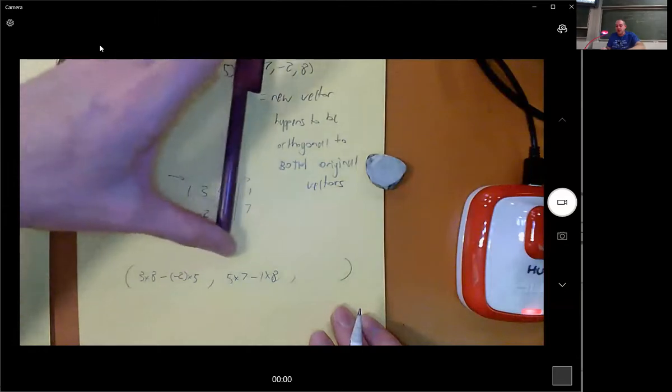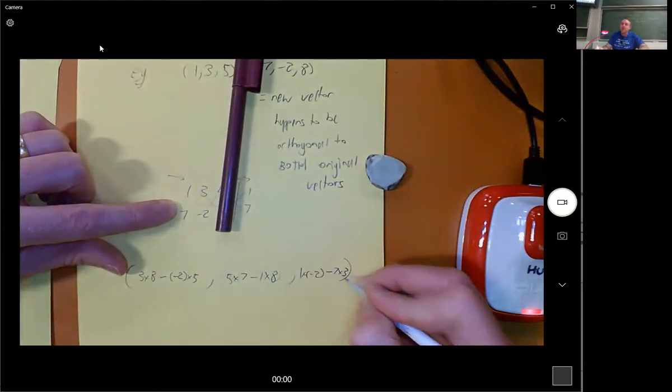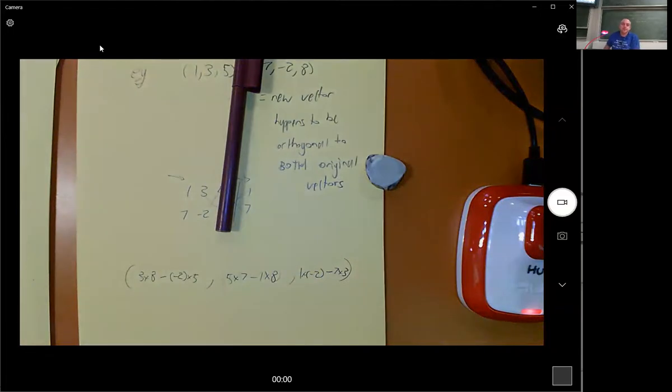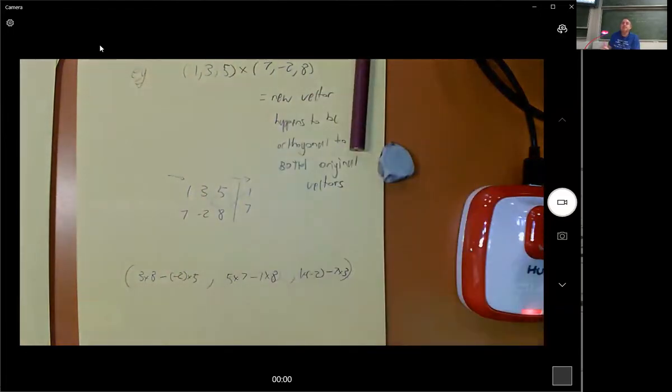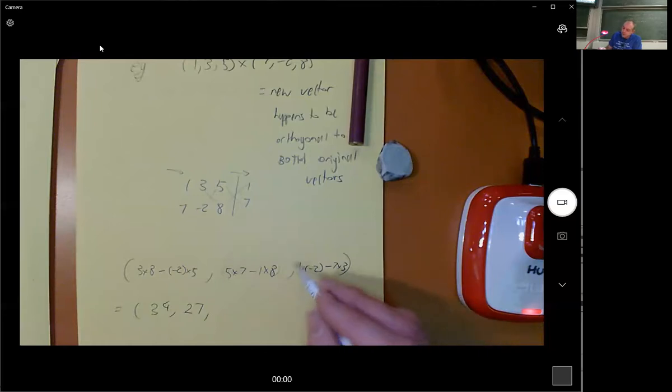And then I'll cross this one out, and the other two is 1 times minus 2 minus 7 times 3. And that is the cross product. Yay. So whatever that works out to be is the answer. What, 24 plus 10, so that's 34. 35 minus 8 would be 27. And minus 2 minus 21 is minus 23.